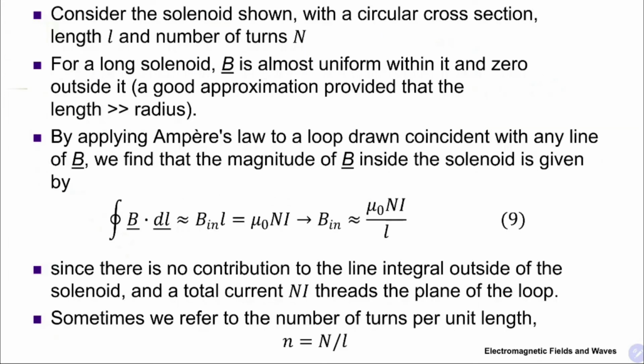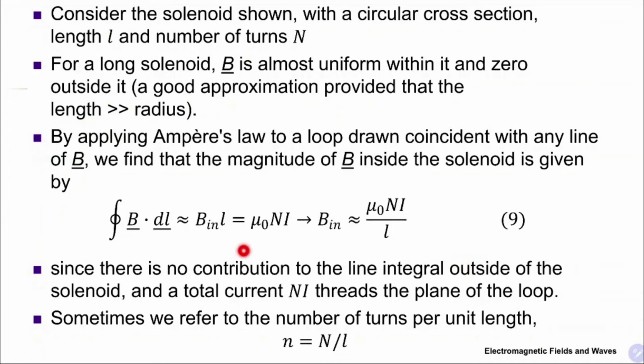So consider a solenoid with circular cross sections, length L and number of turns N. For long solenoids, B is almost uniform within the solenoid and 0 outside it. These are approximations, but they are pretty good approximations if the length of the solenoid is much longer than the radius of the solenoid.